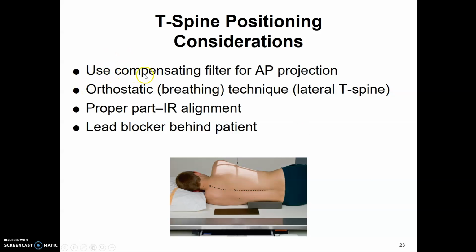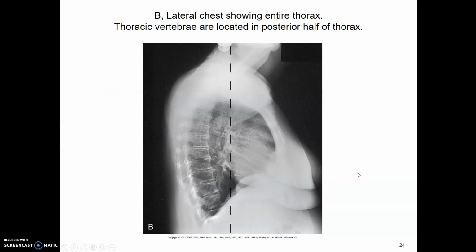Your textbook will go into defining what a compensating filter is. If you could use one, we don't have those at our clinical site, so you won't see them in use. But they would be something that the department would purchase, and you would put it on your tube when you're doing an AP projection of a T-spine. You will see some orthostatic breathing techniques used, increasing the milliseconds. The lead blocker behind the patient just helps with some backscatter, things like that.